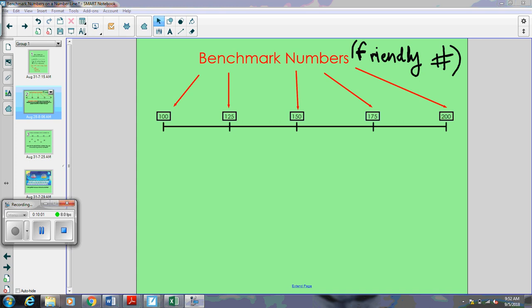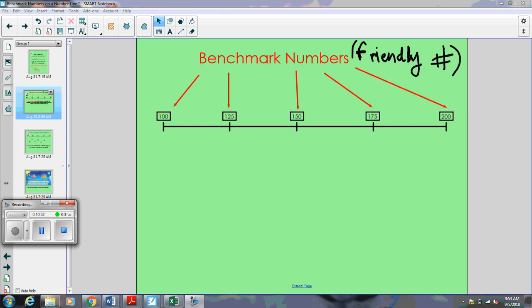A benchmark number is just a friendly number. It's a good stopping point. We worked with benchmark numbers in mental math today. What was our stopping point? That was the easy, friendly number that we were trying to get to. When we did mental math today, what was our easy peasy benchmark number? Colin? 10. 10 is an easy peasy benchmark number. 100 is usually a pretty easy peasy benchmark number. All of those numbers on my number line are benchmark numbers. They're just numbers that make it easier to put other numbers where they go.